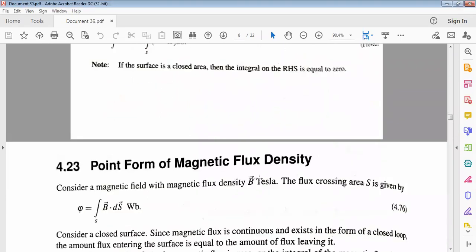And the next one is the point form of magnetic flux density. Electric flux density is represented with capital D, and magnetic flux density is represented with capital B.